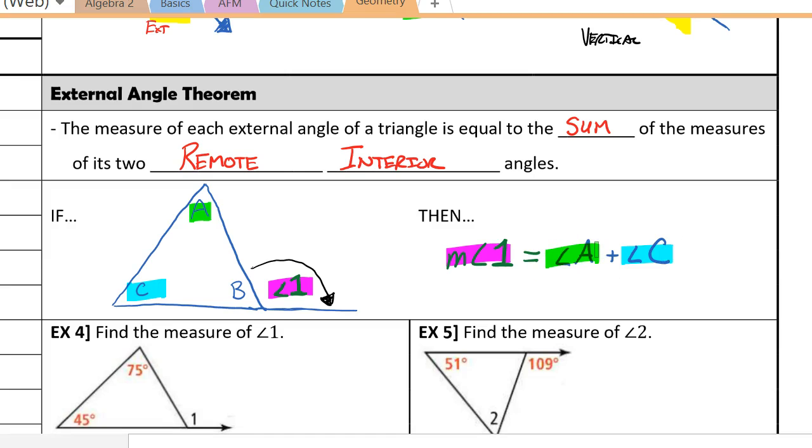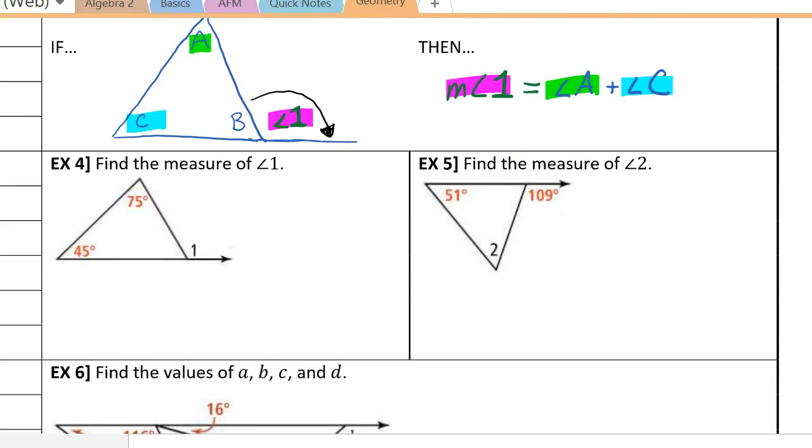Notice the positioning of angle A and angle C. They are remote interior angles, remote meaning they are farther away from the external angle. Let's take a look at 2 examples.